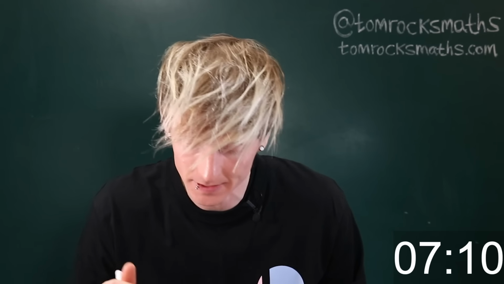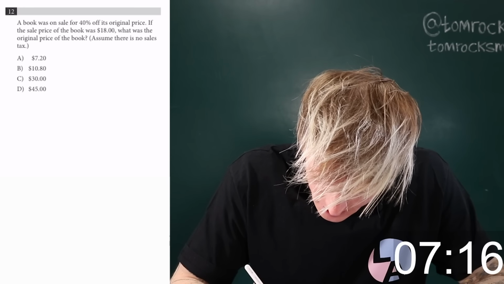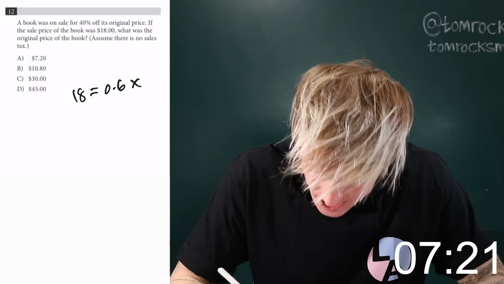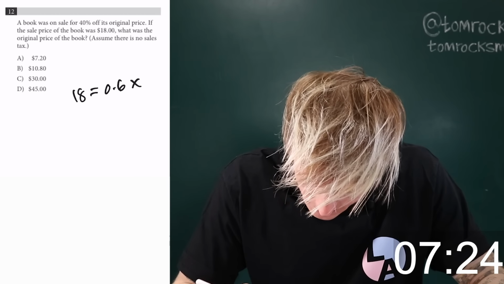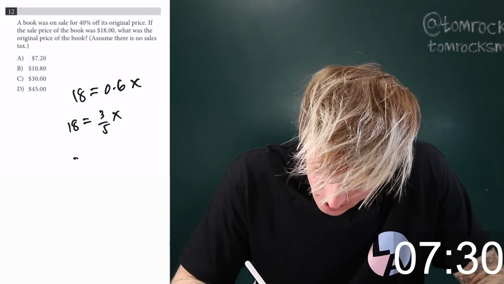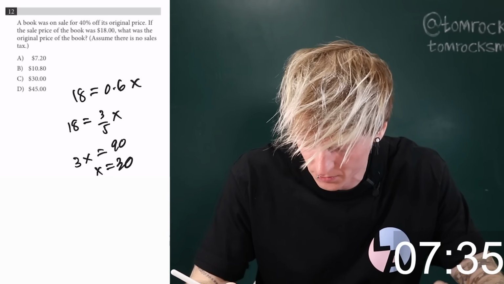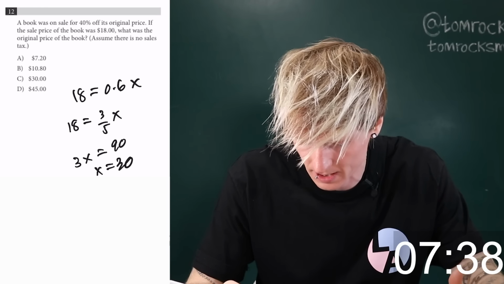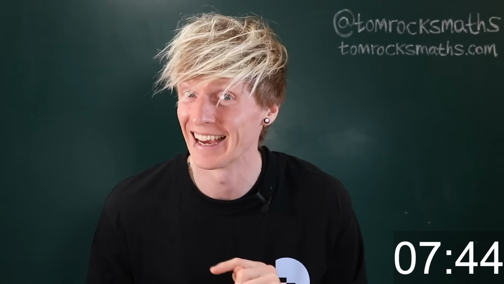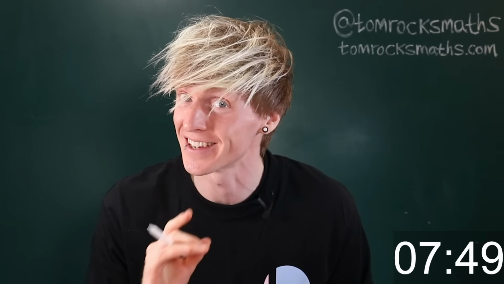Okay, question 12. A book was on sale for 40% off its original price. If the sale price was $18, okay, so I therefore know that 18 is equal to 0.6 times x, where x is the original price, 60%. Yep. So that's 18 is equal to 3 over 5 x. So 3x is 5 lots of 18, which is 90, so x is 30. And if you've got 40% off that, 10% would be 3, you'd expect. Yeah, so the original was 30. And assume there is no sales tax. I like that. It would be ridiculously difficult, seeing as the sales tax varies from state to state, as I've learned.